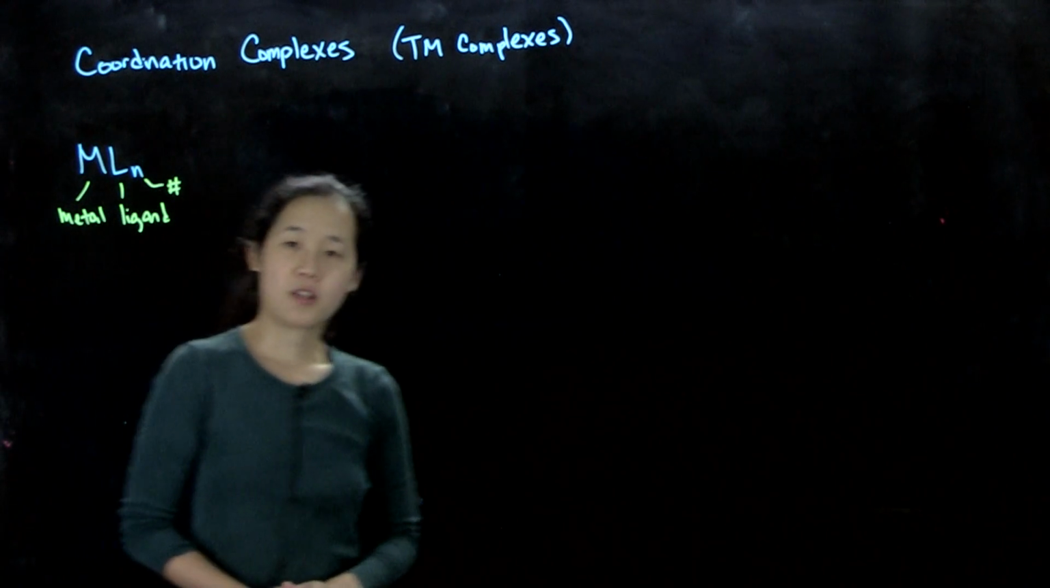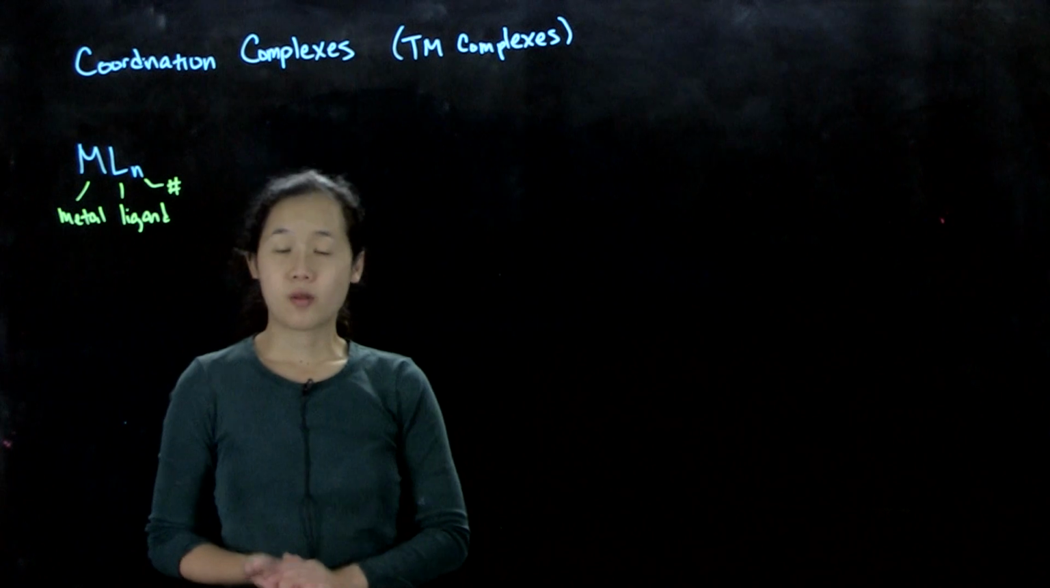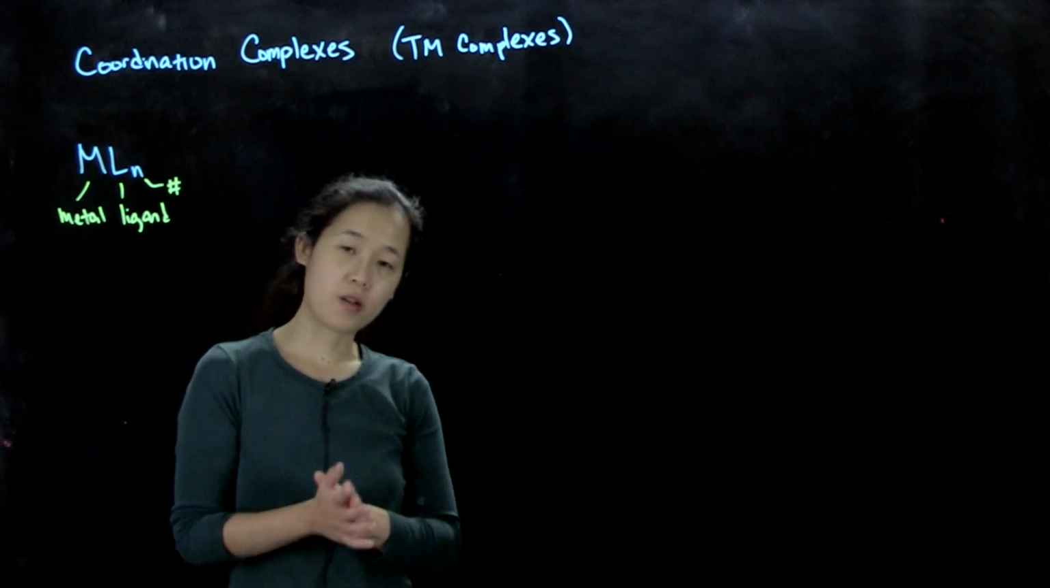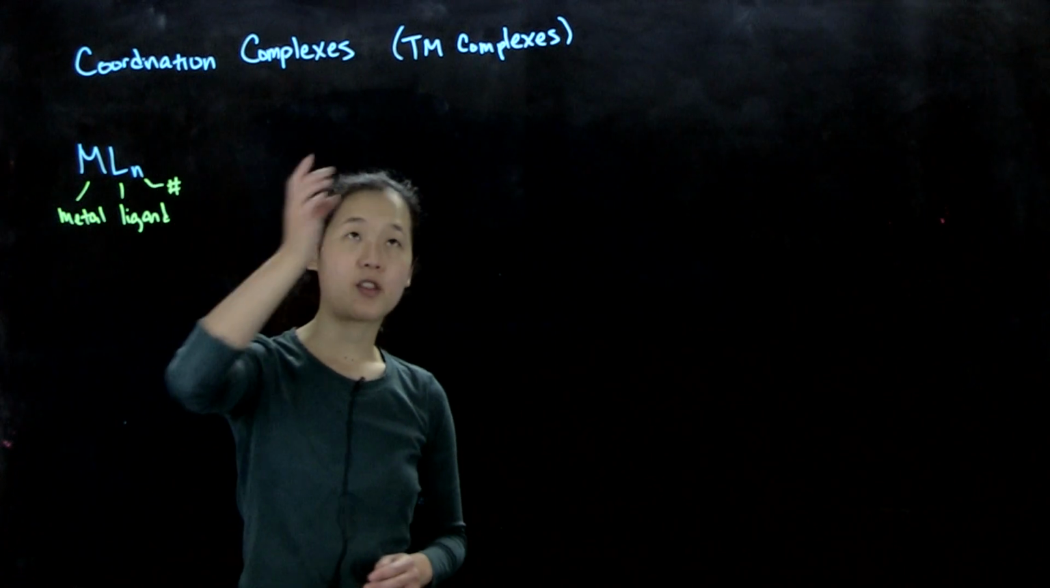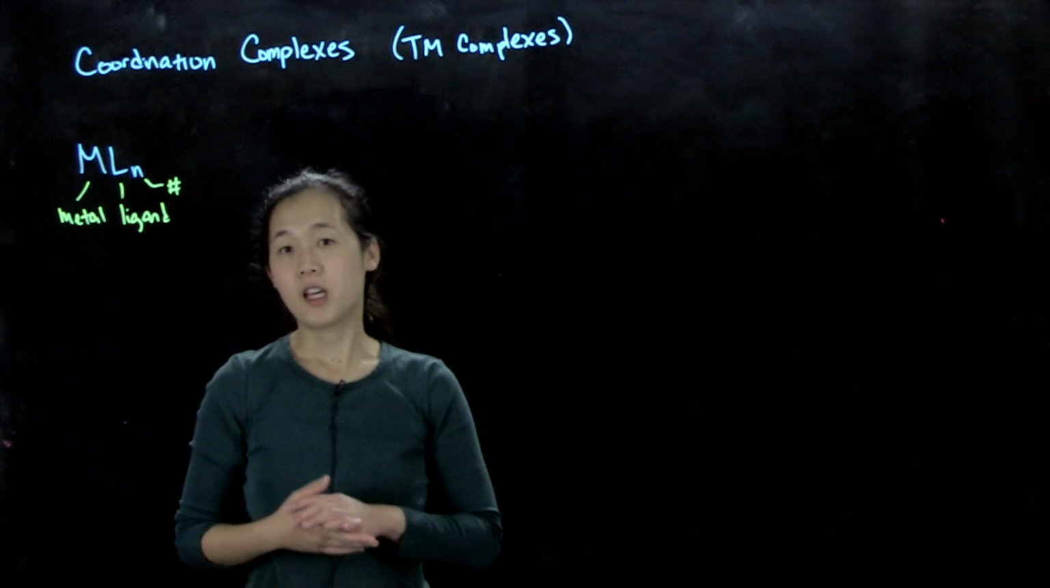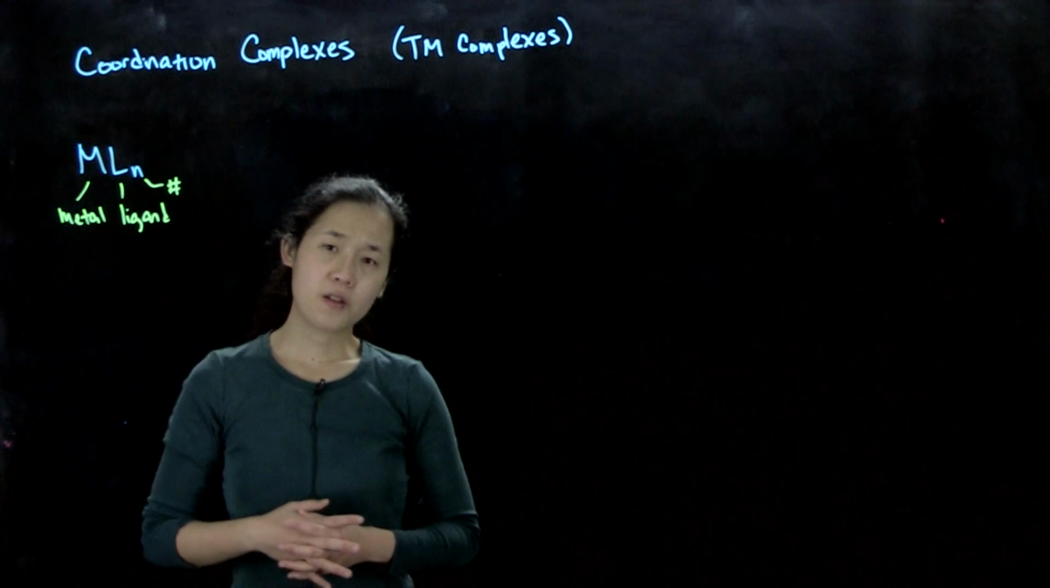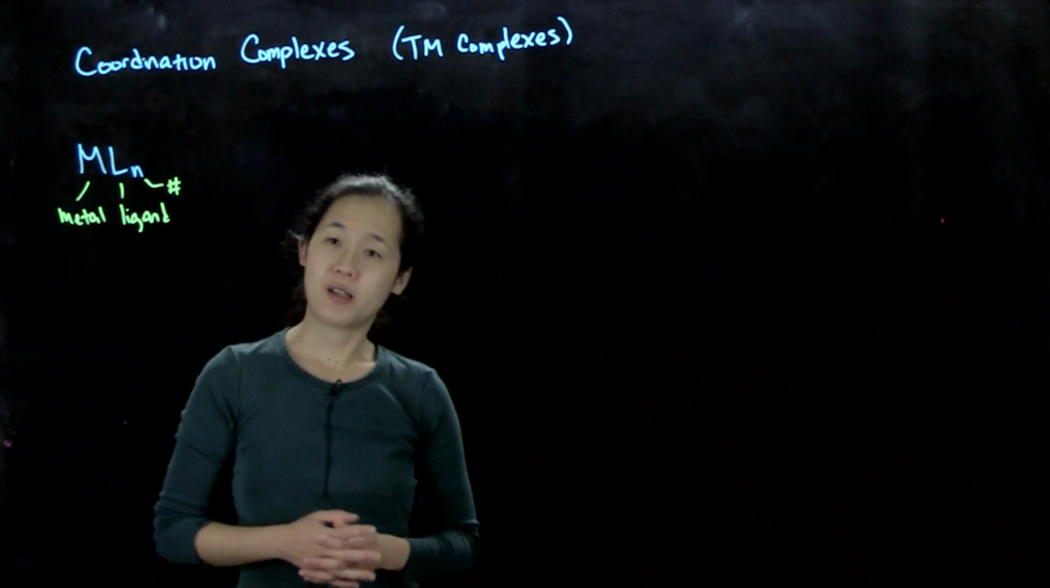We've been talking about molecular orbital diagrams for main group complexes, so we've been focusing mostly on s and p orbitals. But now let's move on to coordination complexes, which are complexes of the transition metals, the d block. So now we have even more orbitals to deal with, and also a greater range of possible geometries.